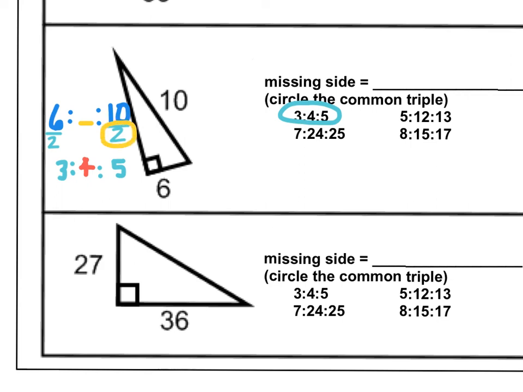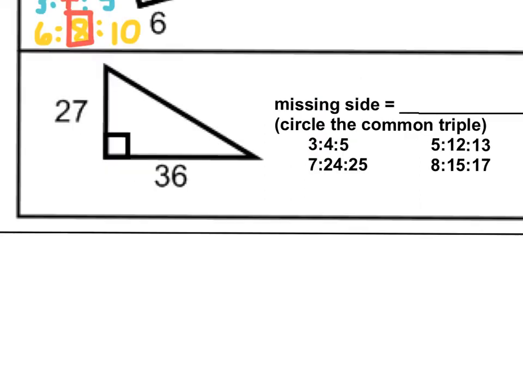So if I multiply each of these legs by a scale factor of 2, then I will find my missing side, and the hypotenuse will stay at 10. So my missing side is the one that we were looking for. The missing side is 8.